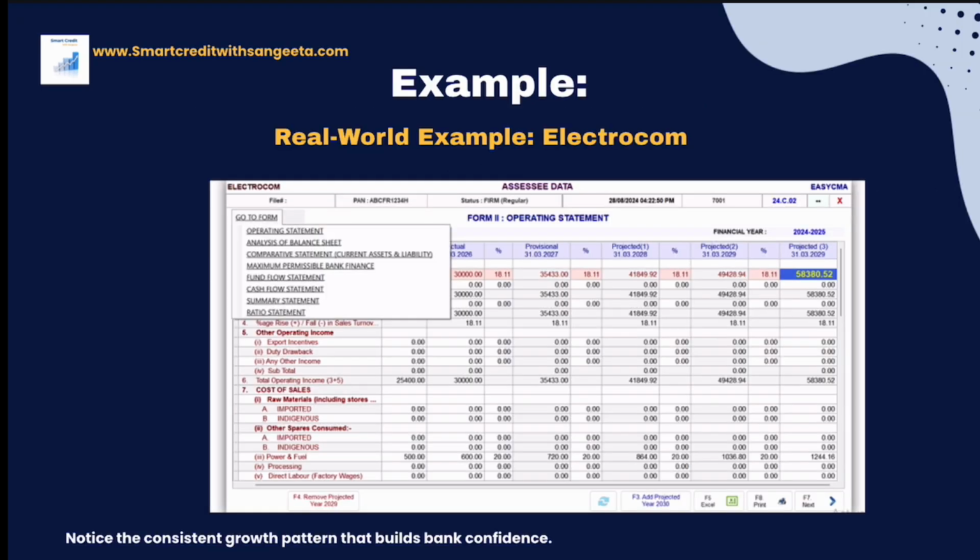Let's take an example of the real world, that is Electrocom. Here you can see that the year-on-year growth is on an average of 18.11%, and this is normally acceptable. You can take any balance sheet and analyze year-on-year growth. Notice the consistent growth pattern that builds bank confidence. So here is 18.11% and that is consistent in the past as well as in the future.